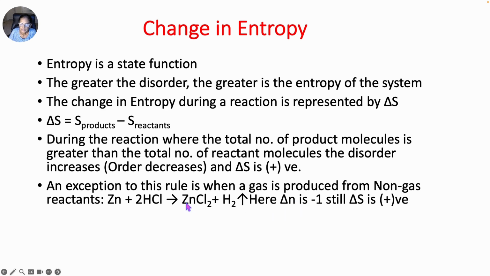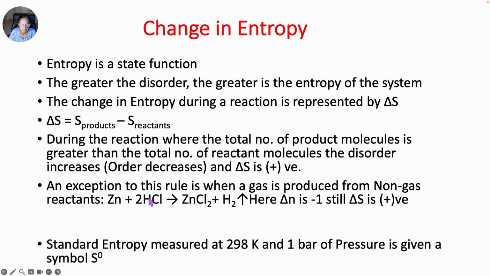So the number of product molecules is actually lesser and the reactant molecules are more, but delta S is still positive. That's because hydrogen is a gas and gas has greater entropy. All others are non-gas reactants. Therefore, entropy increases, though the number of molecules of the product is lesser than the number of molecules of the reactant. This is an exception.